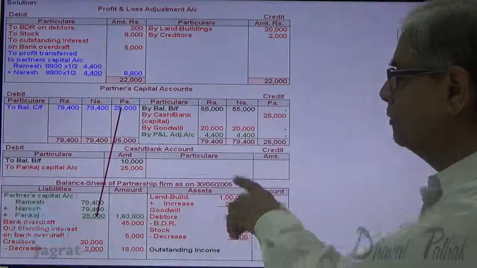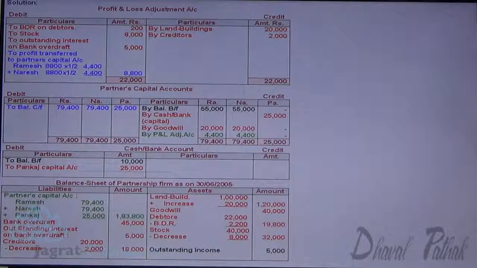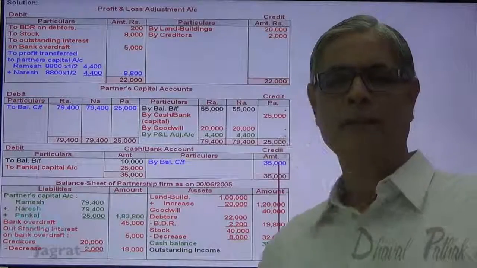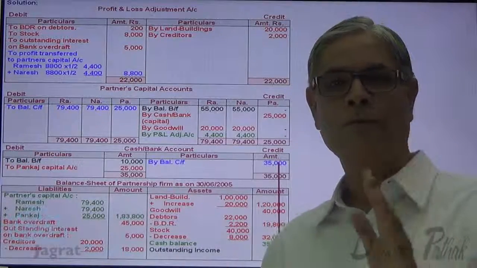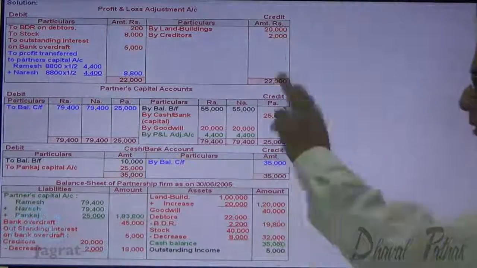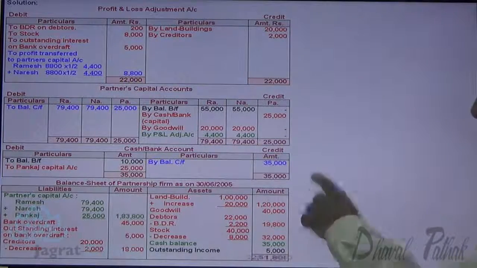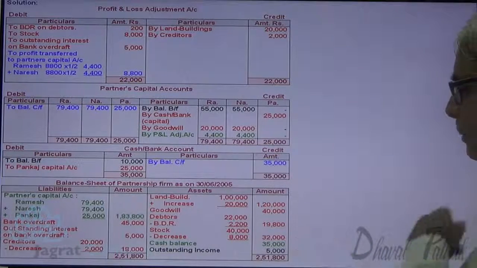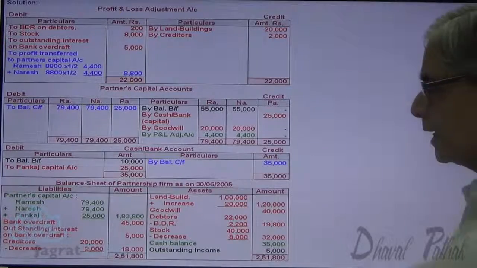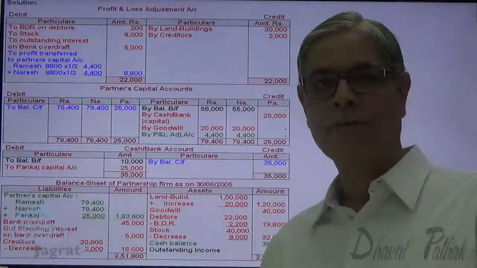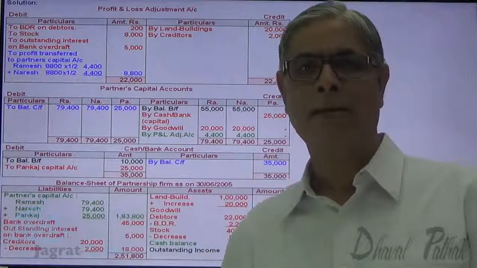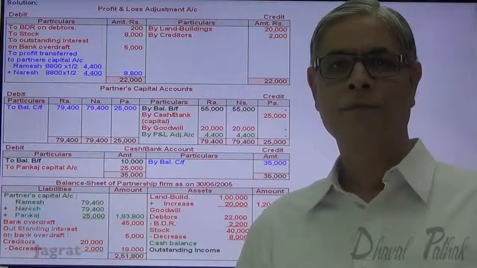Now I want to close this cash and bank account. 10 plus 25, 35. Closing balance 35. That appears on the balance sheet asset side. Now all the accounts are closed and reported in the balance sheet. Now at last, I want to total the balance sheet. Total of asset side, 120 plus 40 plus 19,800, 32,000 plus 35,000 plus 5,000, 2,51,800. Liability total is also 2,51,800. This is how this sum gets solved. I think you must have followed this sum. Thanks to all of you.